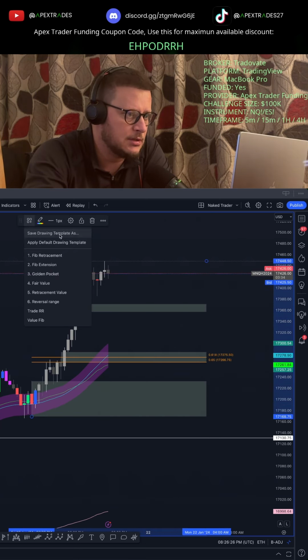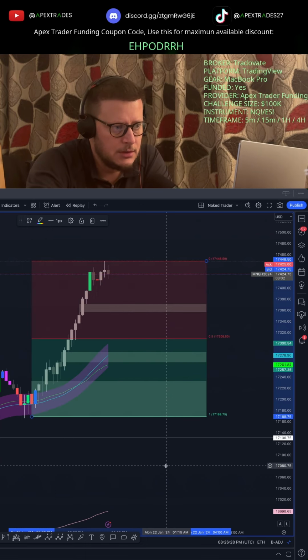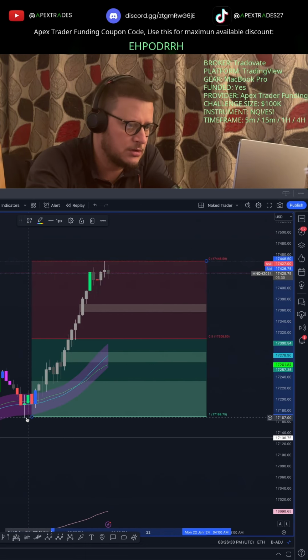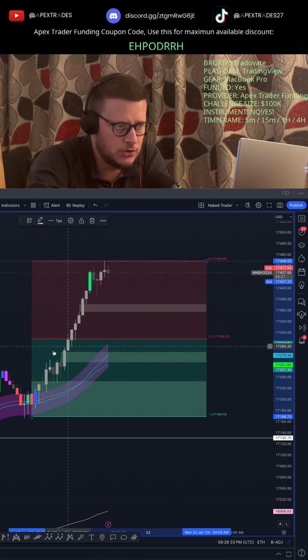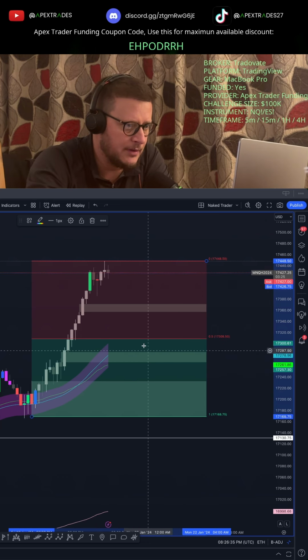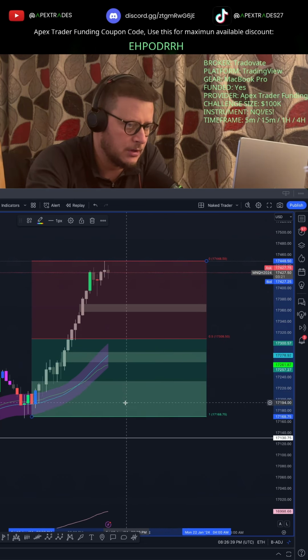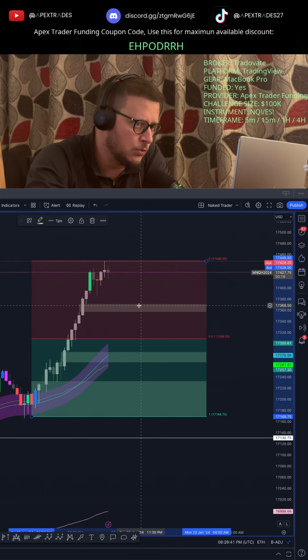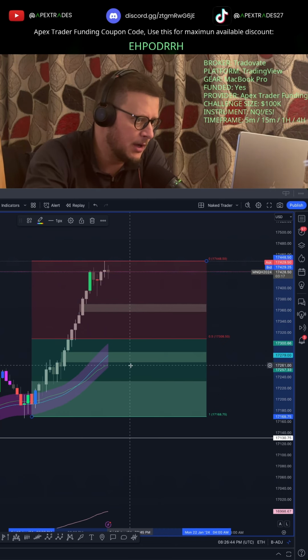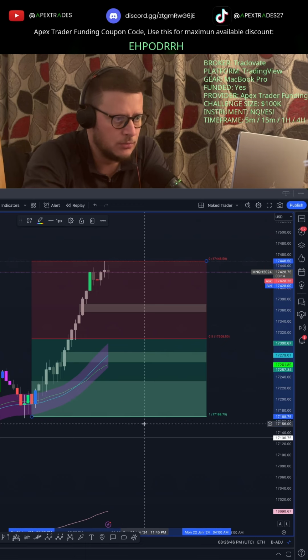Let me just change this to fair value. And you can clearly see we've got two, so this is just going from swing low to swing high. We've got two areas that are both within that value area, right? We've got the fair value gap here and we've got the bullish order block here. And so I would discount this one. I wouldn't look to get in on a move here. I would be patient and I would wait for a move here.